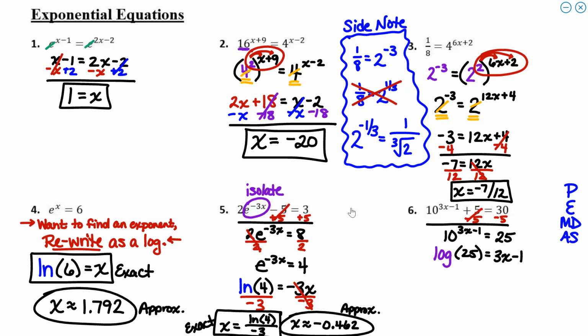X is approximately, what do we get? Negative 0.548 is correct for the approximate solutions.